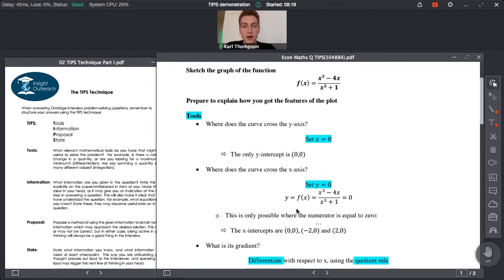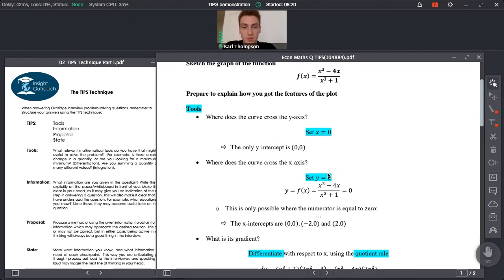So that would just simplify down to x cubed minus 4x equals 0. And from that, we can calculate these three x-axis intercepts, including this 0, 0 that we found on the y-axis. So these are our three intercepts to look at. So that's perhaps the most simple tool that we have here.